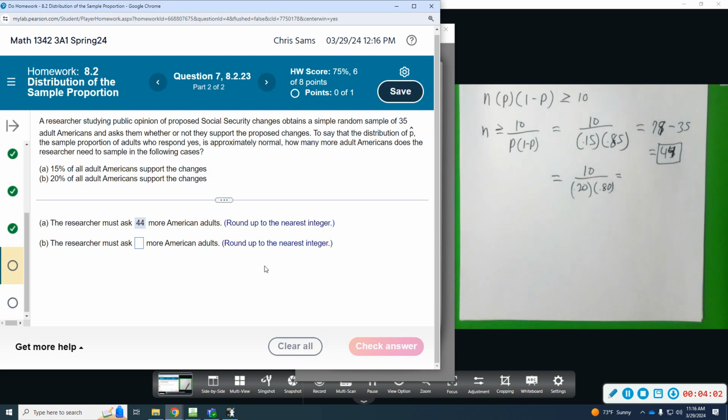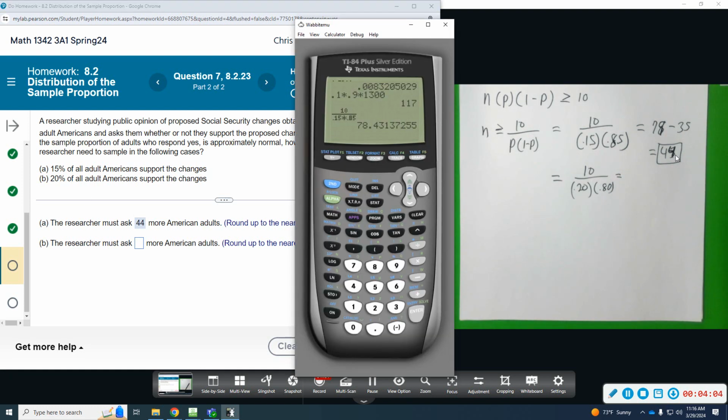Okay. So this time I'm not going to do the fraction bar. I'm going to show you what I meant putting the denominator in parentheses. So I'm going to do 10 divided by, and then open parentheses, 0.2 times 0.8. So just make sure the whole denominator is in parentheses, otherwise order of operations will kick in, and it will do 10 divided by 0.2 and then multiply by 8, and you need to do the bottom first. So just be careful with that.